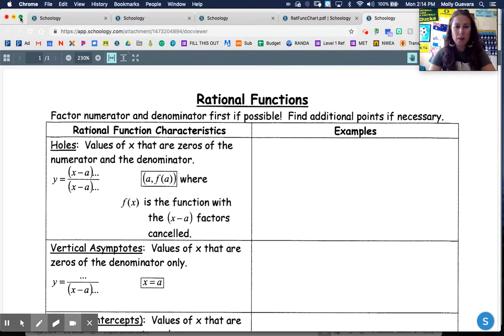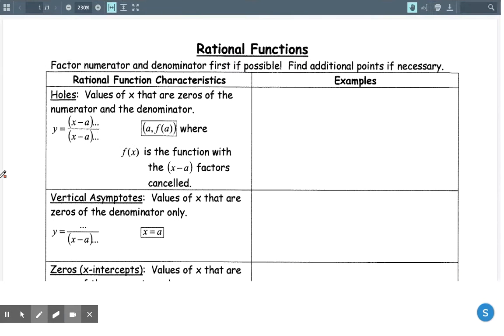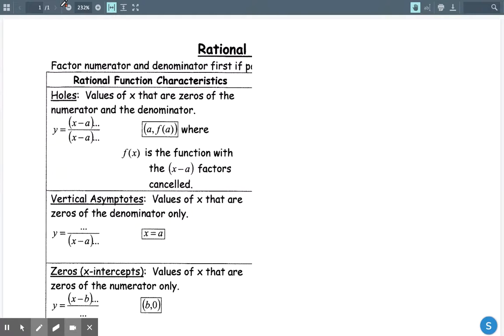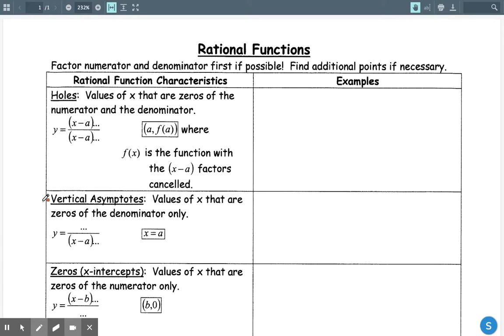Hello, welcome. We are going to fill out this rational functions cheat sheet today. This is going to be really helpful for just going through the 6-step process that we talked about in section 2.7.